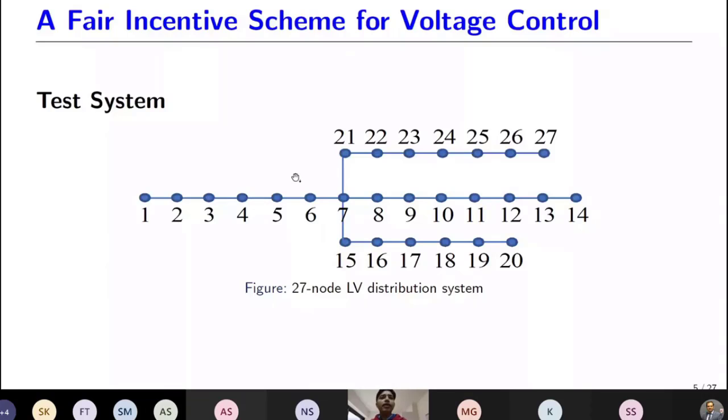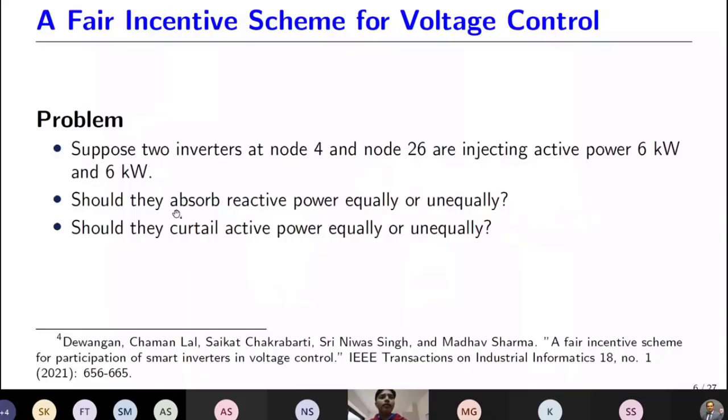So this is the question: to control the voltage, one option is that these inverters should absorb reactive power equally or unequally. The second question is whether they should curtail active power equally or unequally. From this analysis we will find out the answer.